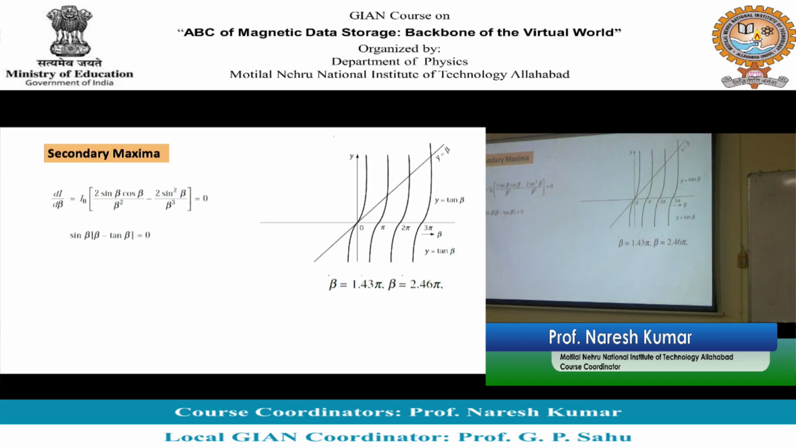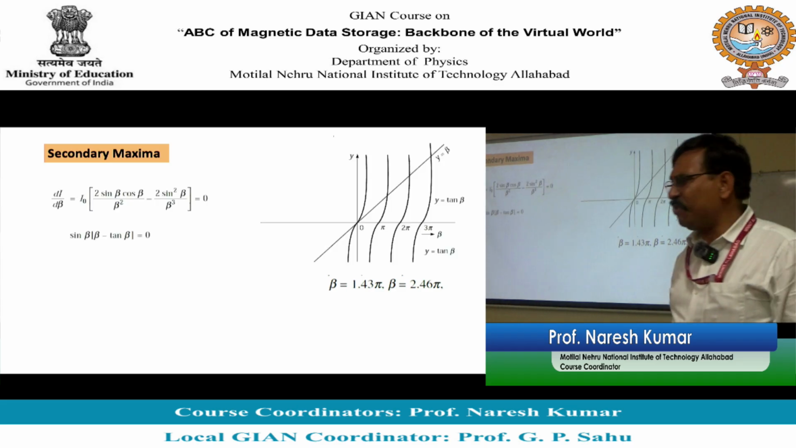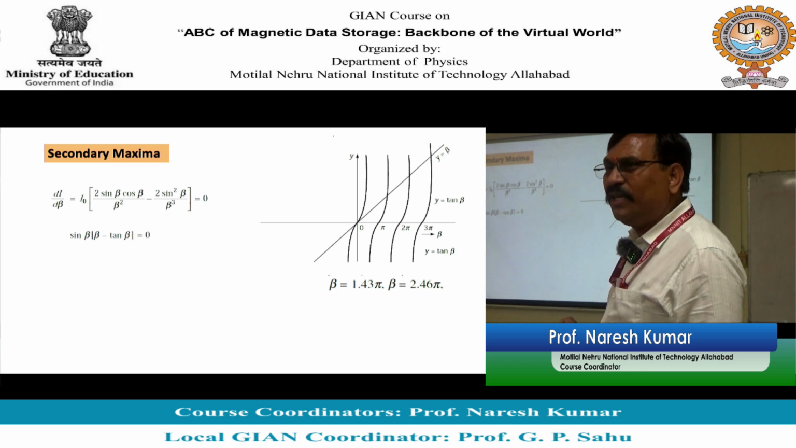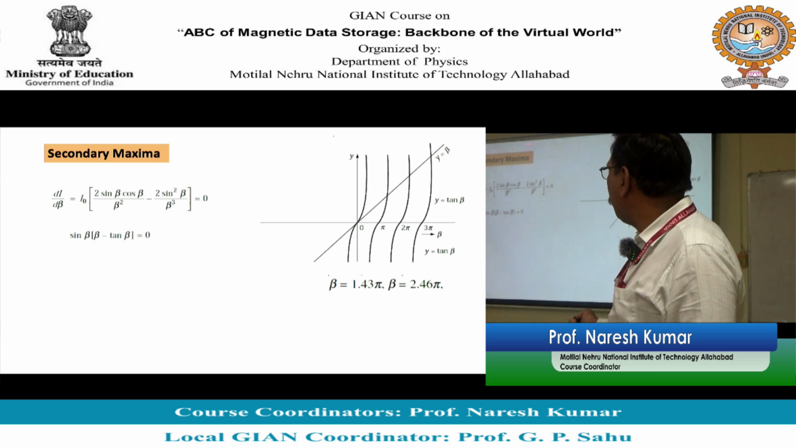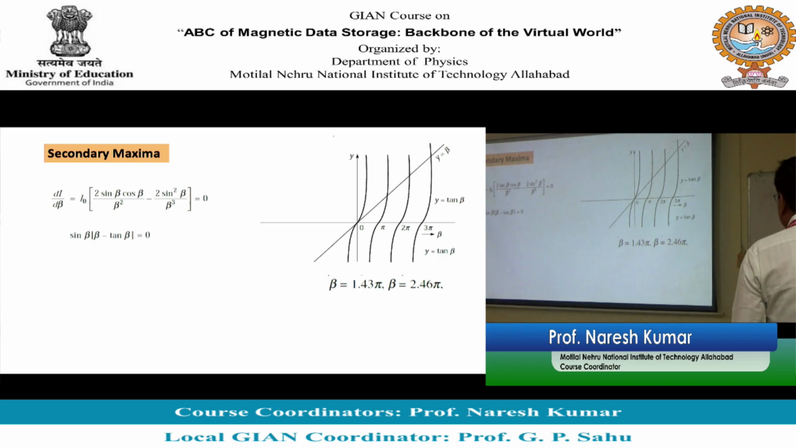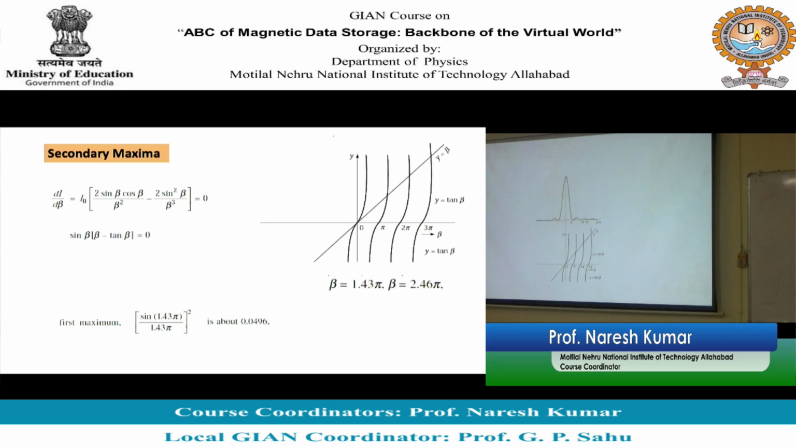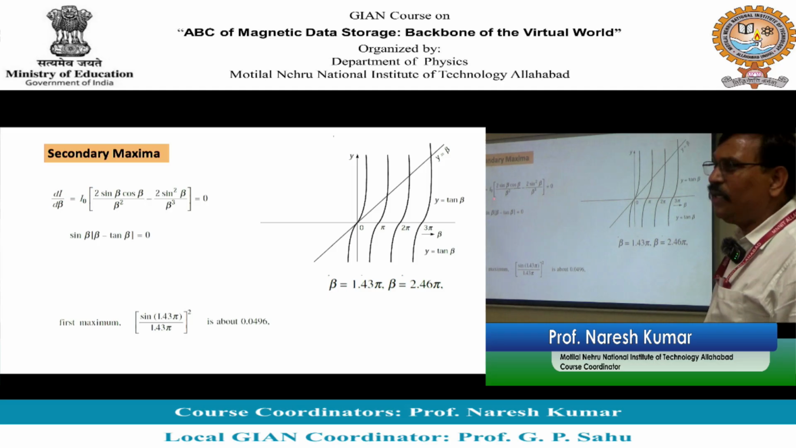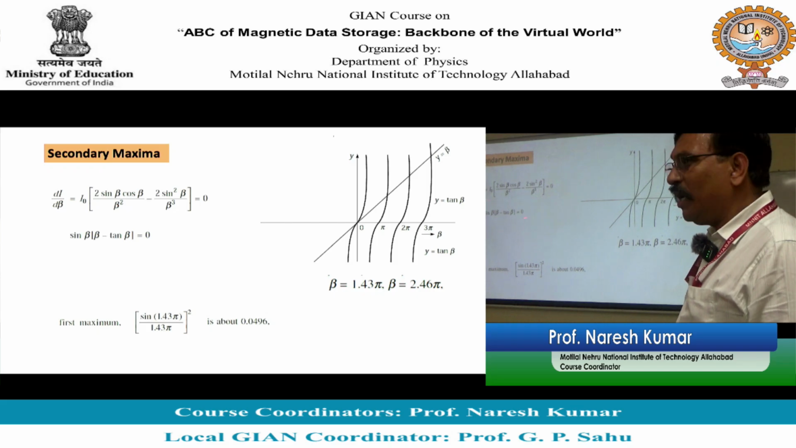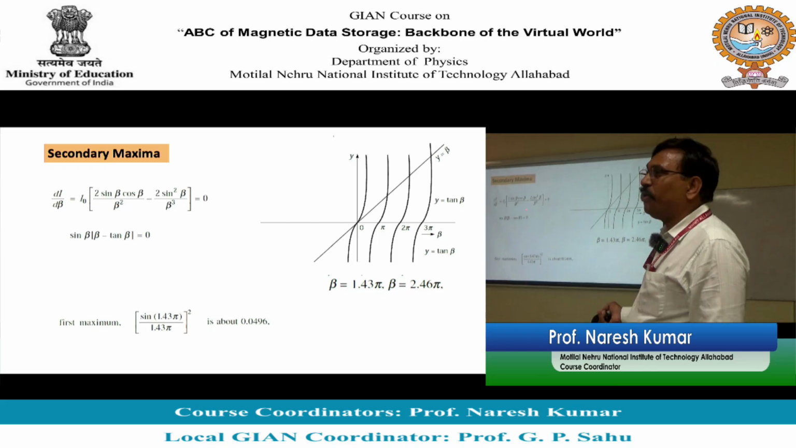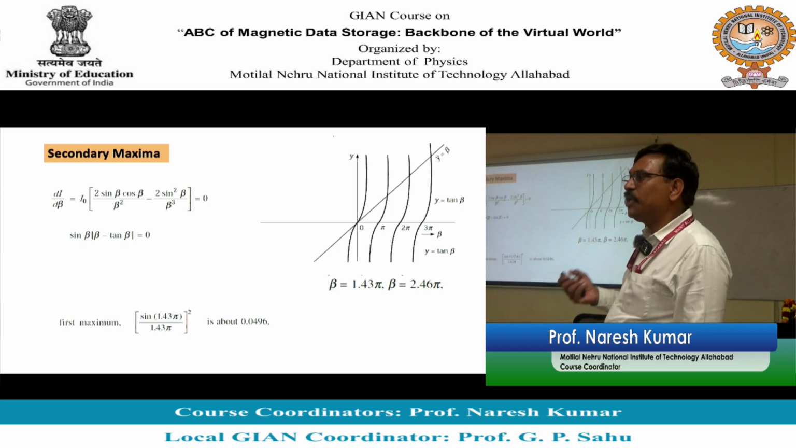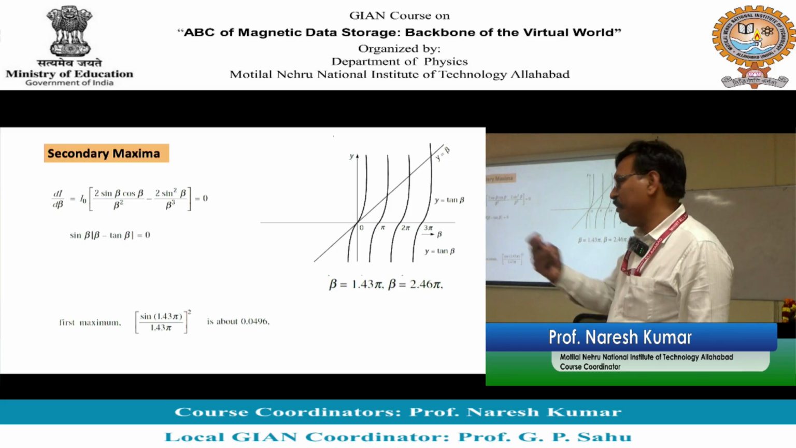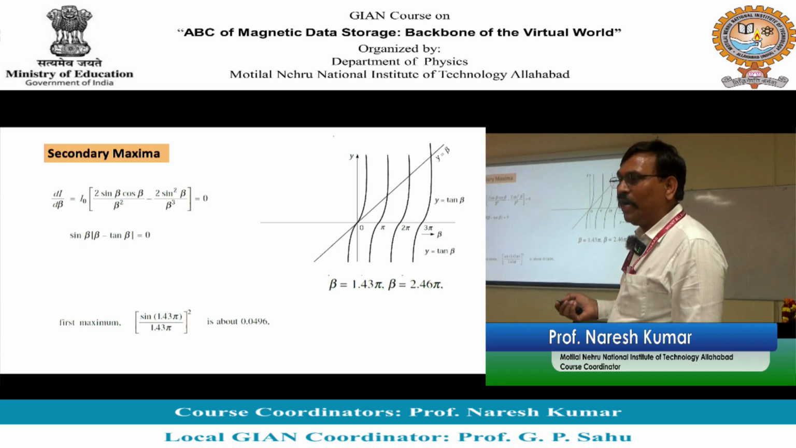To get the secondary maxima, it's very trivial algebra. You take the derivative of this intensity with respect to beta, equated to 0, and this will give you the condition where you can see the secondary maxima. If you solve this, beta is equal to tan beta comes, and this equation cannot be solved trivially, algebraically. What you have to do is plot two graphs, one for y is equal to beta, one for y is equal to tan beta.